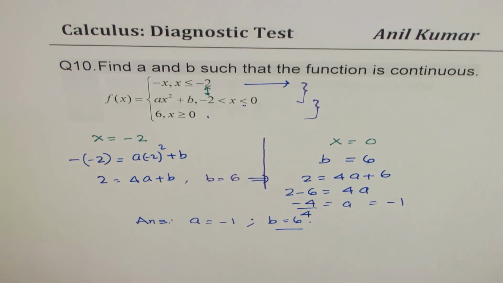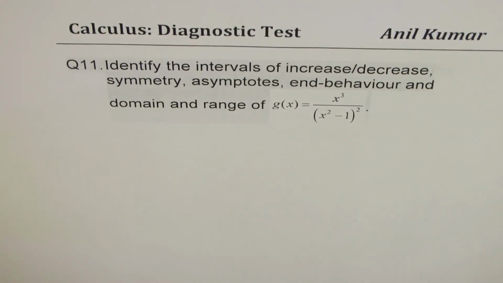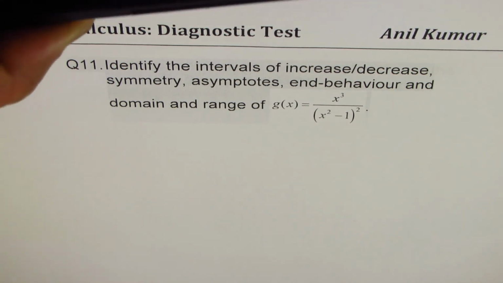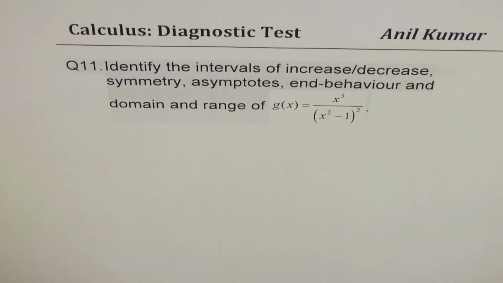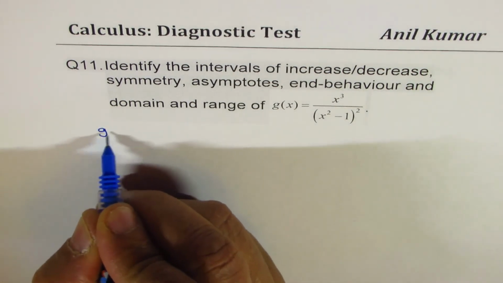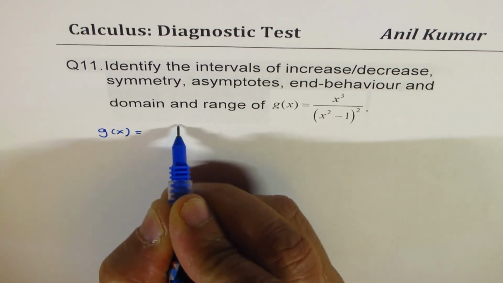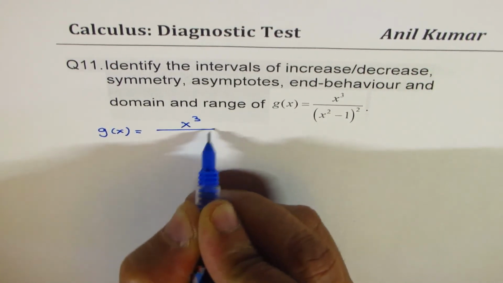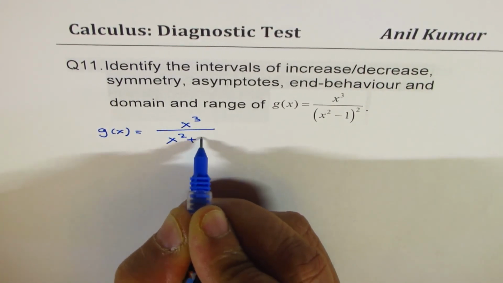Let's take one more question to end up part 2. And this question is, identify the intervals of increase and decrease, symmetry, asymptotes, and behavior, and domain and range of the function given to us. So in part 2, we are discussing mainly functions. Okay, so let's rewrite the function, which is g of x equals x cubed over x squared plus 1 whole square.